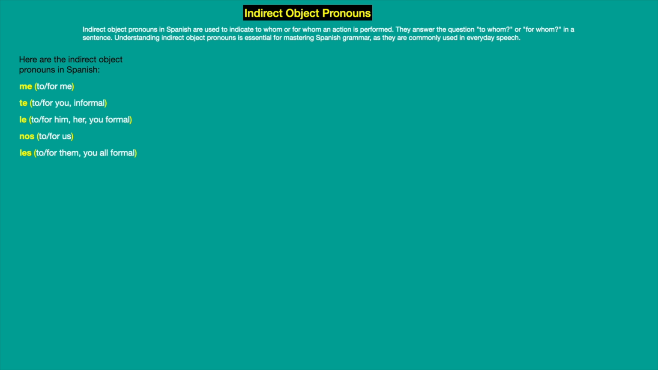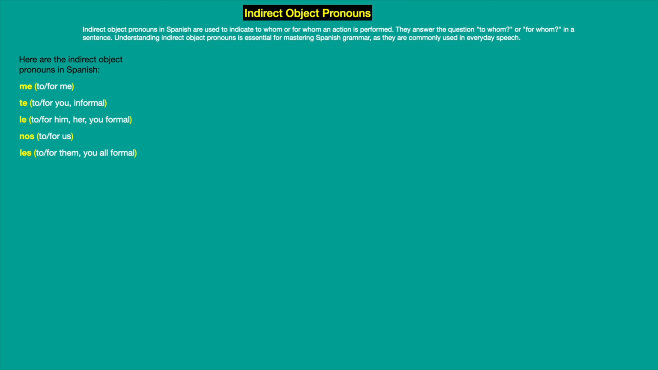Like María me da el libro. To whom is María giving the book? To me. Me. María me da un libro. Da is the verb to give. María me da a book. Un libro. Me da. María te da un libro. To whom? To you. Te da un libro.